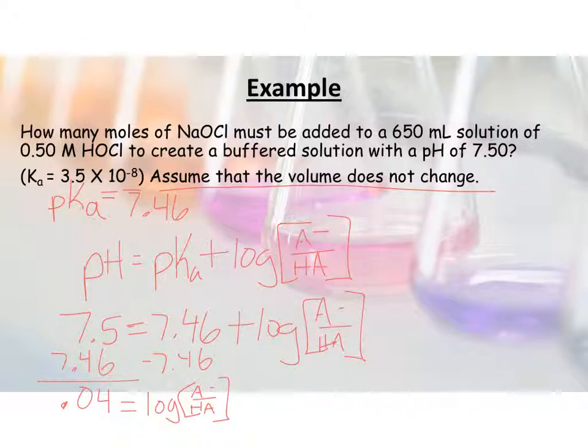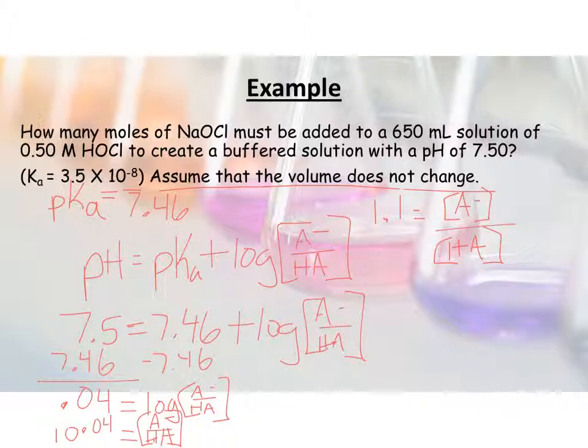Now this is a log base 10, so to get rid of it, raise 10 to the other side. This is going to give me my ratio. So 10 to the 0.04 gives me 1.09. Actually, if you round, it's 1.1. So 1.1 is equal to my ratio of conjugate base over acid. Now, I'm told my acid concentration is 0.5. So if I plug that in, I get 1.1 is equal to this over 0.5, and then cross multiply. When we cross multiply, we get 0.55. So that's the concentration I need of my conjugate base.